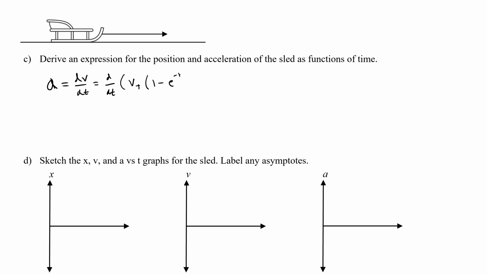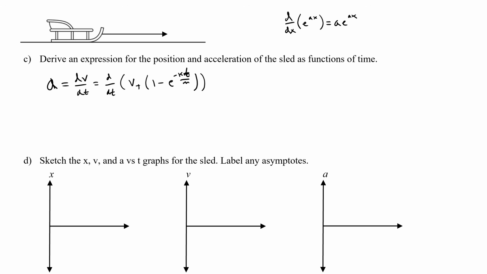E to the negative kt over m. When I take that derivative, I'm going to use a really simple derivative rule. If you don't know it, it's given to you on the AP equation sheet. We'll write it like this: d/dx of e to the ax equals a e to the ax, which is a combination of the chain rule and the derivative of e. But basically the derivative of e is itself.